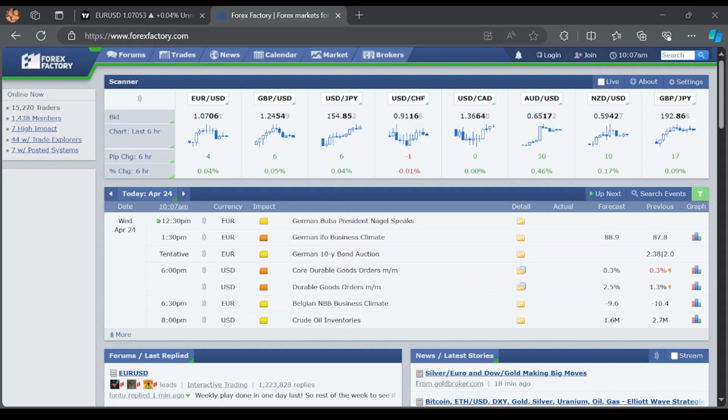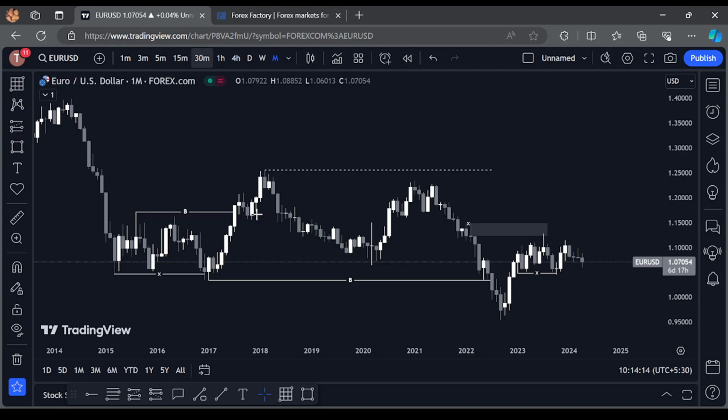Today I'm gonna do the Euro USD chart analysis for today's trade. So let's get started. First of all, let's take a look at the news. And we are not having any high impact news today into the market. So most likely we are going to have a safe scenario for trade. Let's move to the charts now.